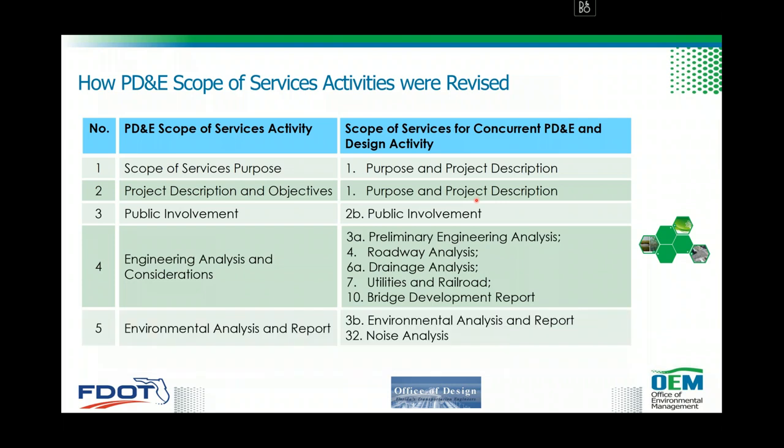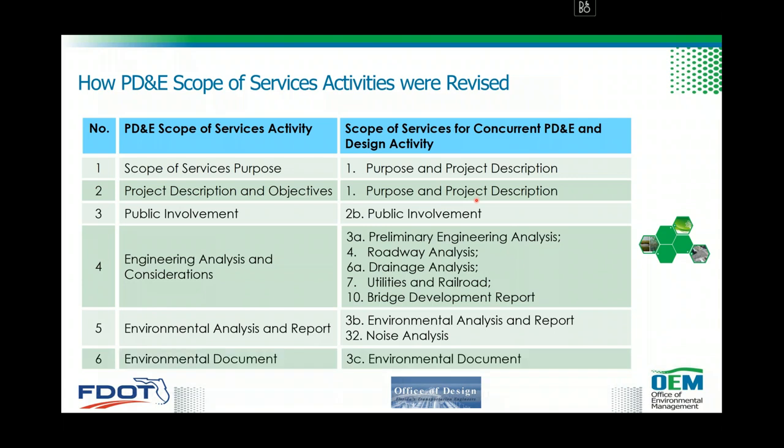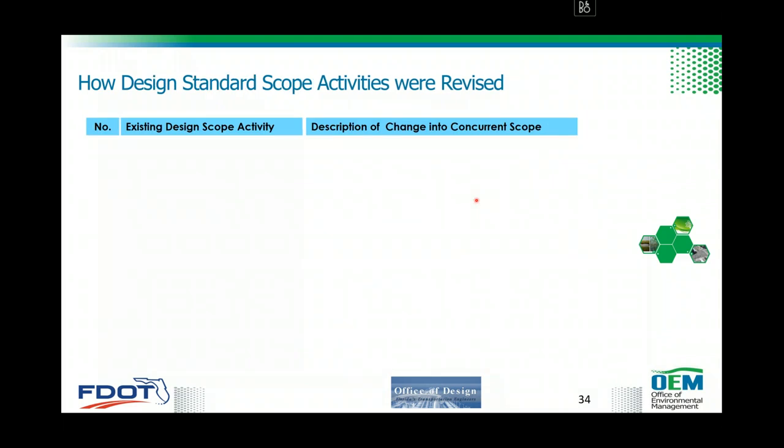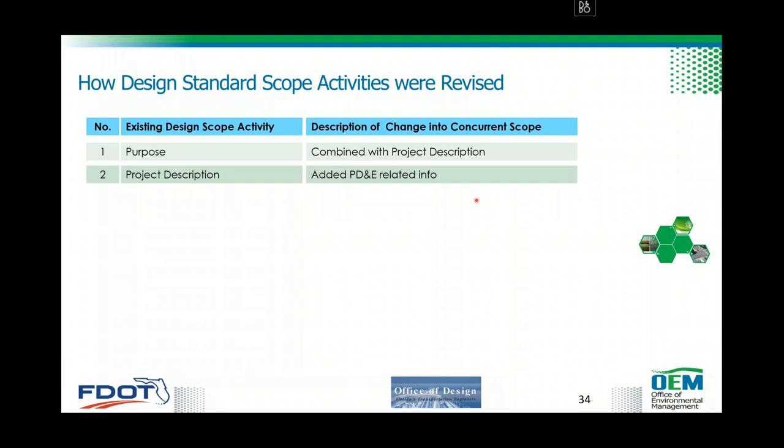Environmental analysis and report now will be 3B, environmental analysis and report, and of course we took noise and merged it into 3B. Environmental document will be 3C, environmental document. How design activities were revised. Okay, so the purpose is now combined with project description.